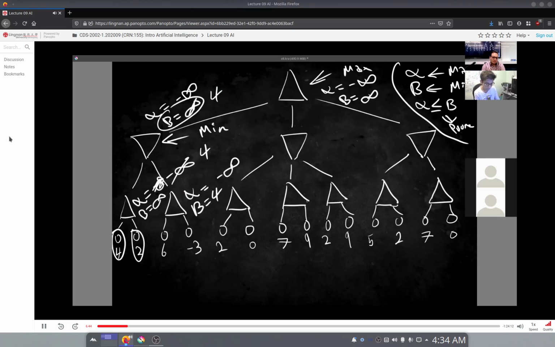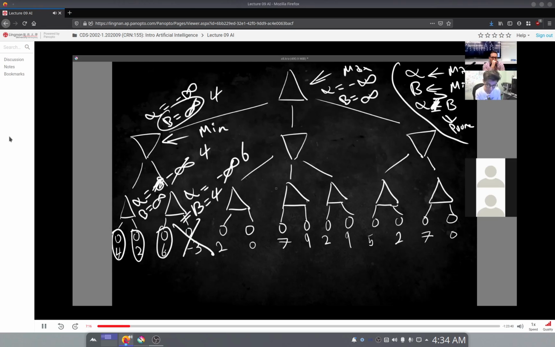Is this terminal node 6 larger than negative infinity? Yes, it is. And now, like I said before, if alpha is bigger than or equal to beta, then we prune. Since right now 6 is larger than 4, we prune this value. So we don't deal with this value anymore. It's gone, and that's a way to optimize your algorithm.